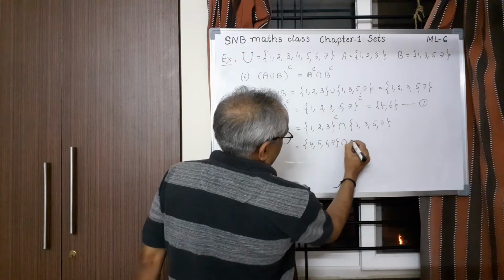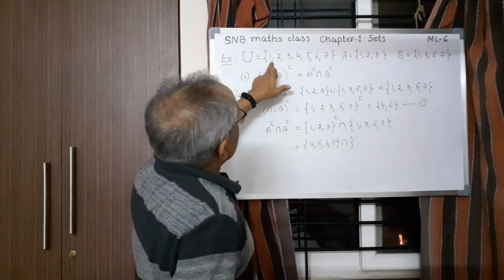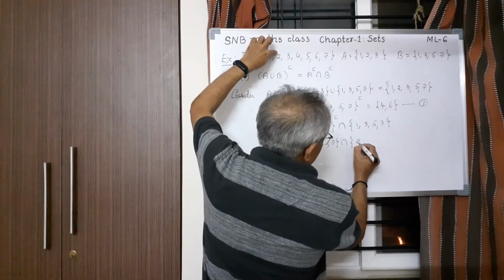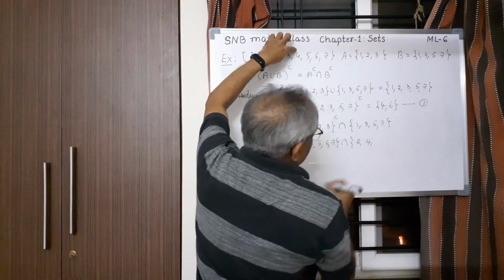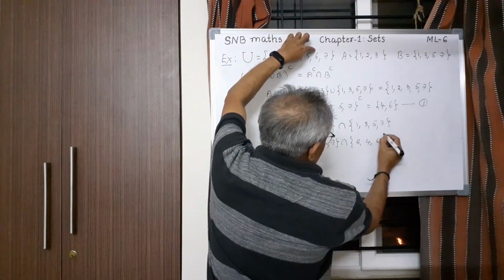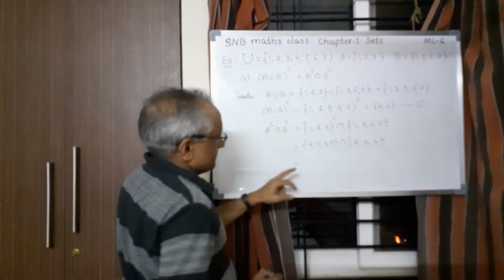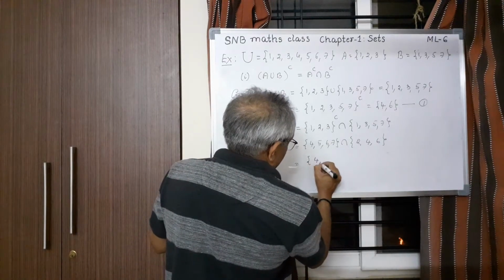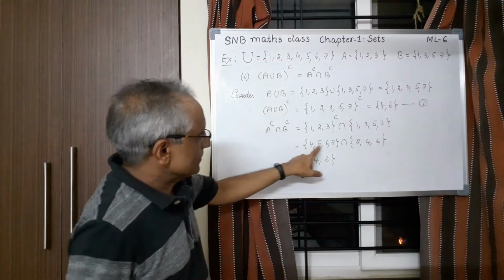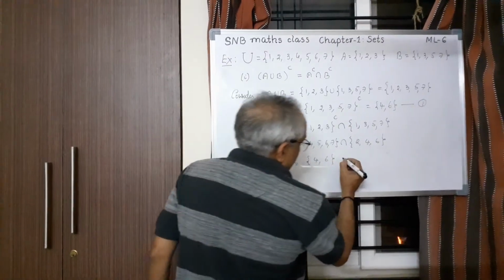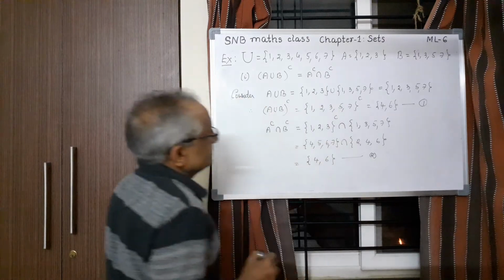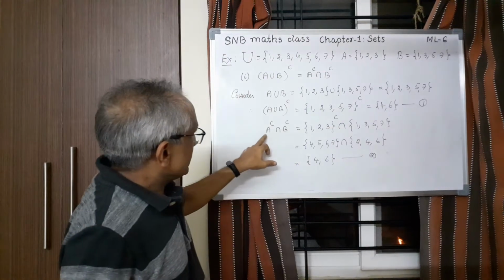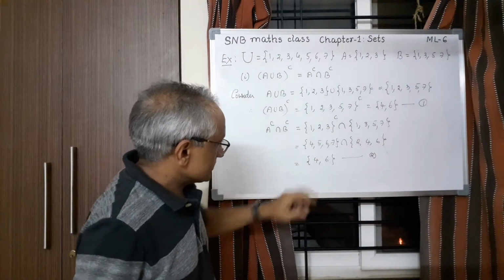This is A complement. For B complement, 1, 3, 5, 7 I have to exclude. So that means I have to write here 2, then 4 also, then 6 also. Now intersection. What is the common element here? It is only 4 and 6. 4 is here and 6 is here. So this is 2. You can very well see here that A union B complement is 4, 6, and A complement intersection B complement is also 4, 6.